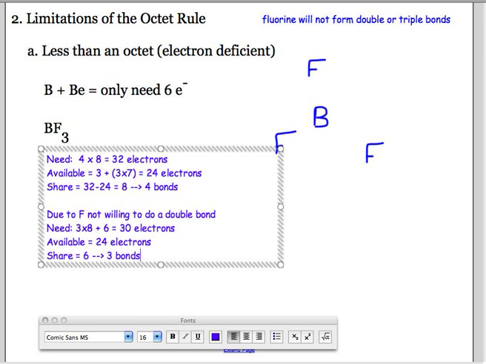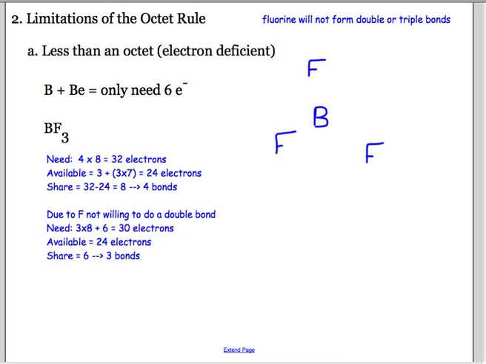And that allows everyone to get an octet except for boron. But in this case, it's better for boron to actually bond to fluorine, even if it only gets 6, than being by itself. There's more about this in your book. You should read your book. And then make sure you go back and make sure everyone has access to 8 except for boron.